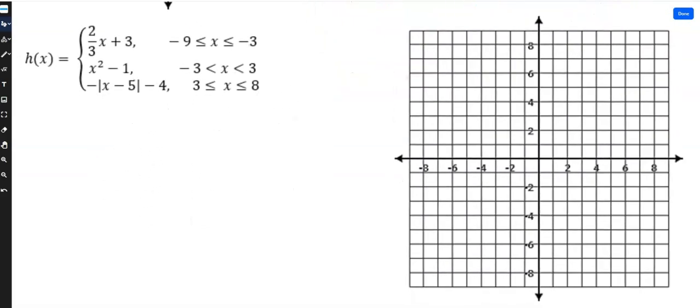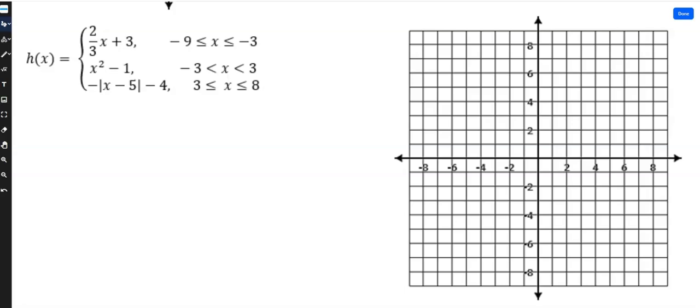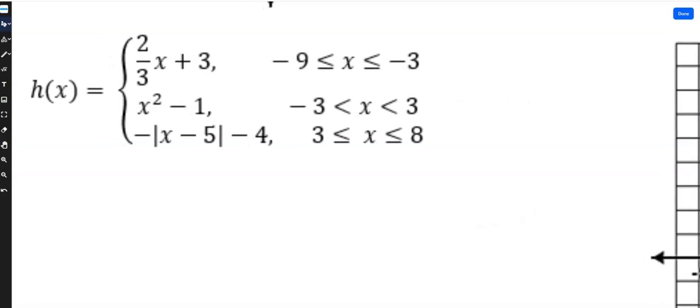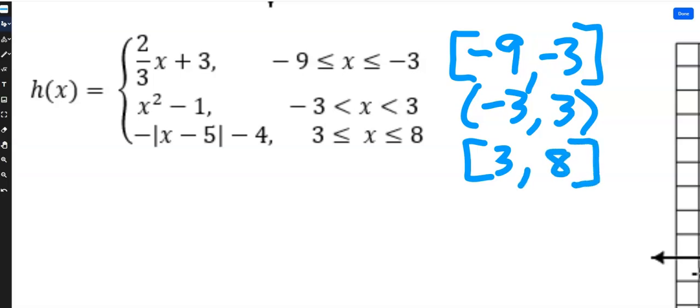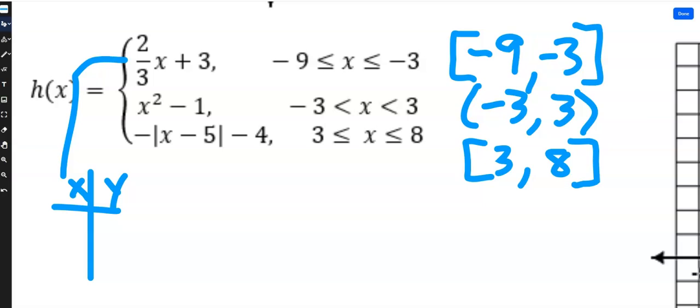Okay, so this is a more complicated one right here. You've got a line, you've got a parabola, you've got an absolute value function. All right, so let's see here. We've got bracket -9 to -3, bracket, open -3 to 3, open, and 3 is closed, and 8 is closed also. So, back to this one where you're just doing 2 coordinates, I would suggest that we use the endpoints, -9 and -3.